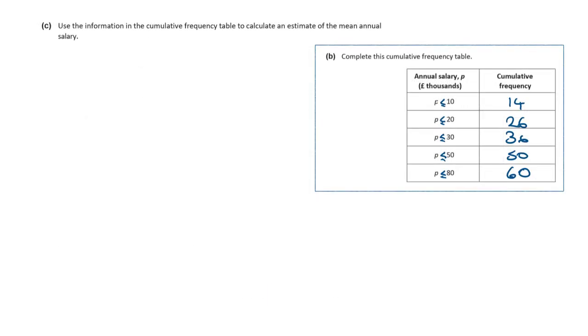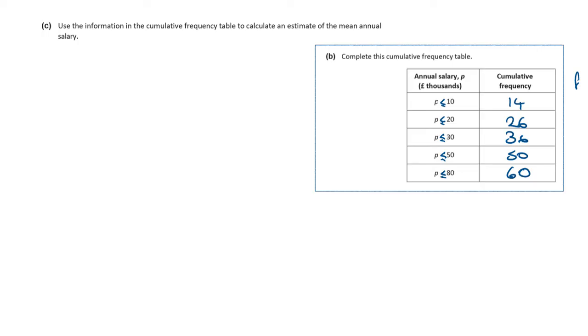Okay, part C says use the information in the cumulative frequency table to calculate an estimate of the mean annual salary. Okay, so I've brought down the cumulative frequencies that were in the first part. Now if I want to do an estimate of the mean, I'm going to need some more columns really. So what I need to do here is work back from the cumulative frequency back to the frequency. Now normally you work out cumulative frequency by adding the previous frequencies together.